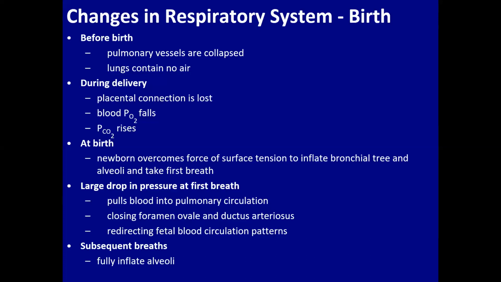And then with subsequent breaths, you fully inflate your alveoli. So let's just be very clear with this. At the moment of birth, your alveoli are flat. They have no air. First breath, you still don't have all your air. Subsequent breaths fill the alveoli. I need for you to have a clear understanding of why there is this large drop in pressure and why it takes subsequent breaths and what surfactant is used for.